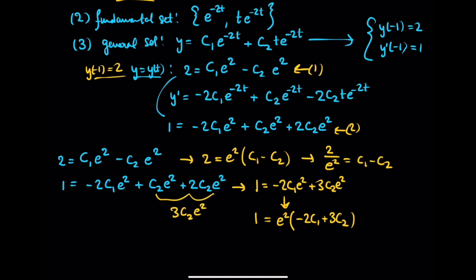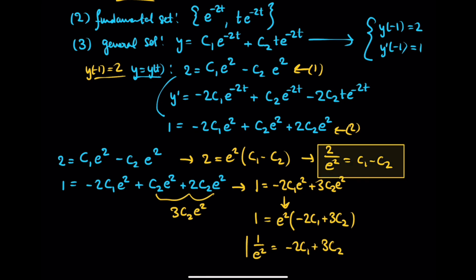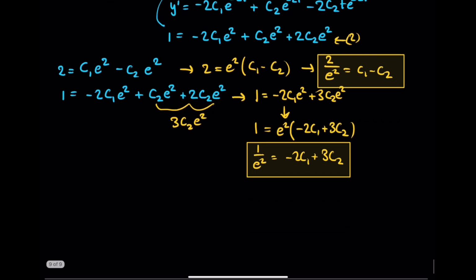Okay, and then 1 over e squared equals minus 2c1 plus 3c2. Okay, and so then you have this one, and then you have this one. And from here you can find c1 and c2, right? So you can solve for one, and you can solve. So here, let's just do it. I kind of wanted to skip it, but whatever.